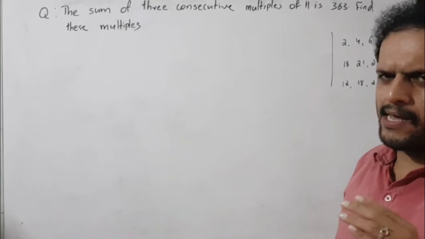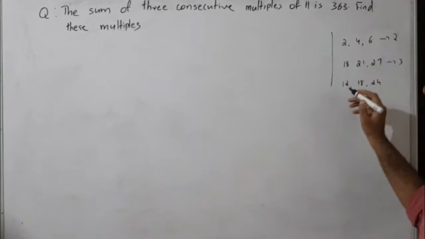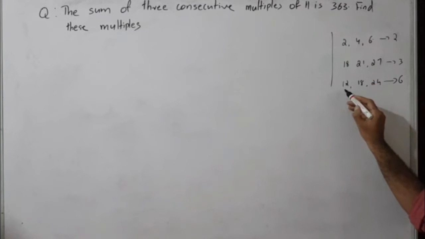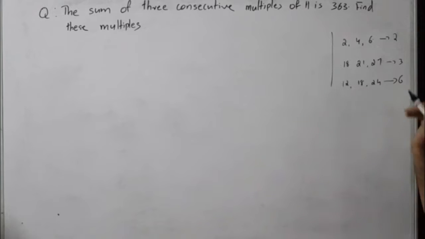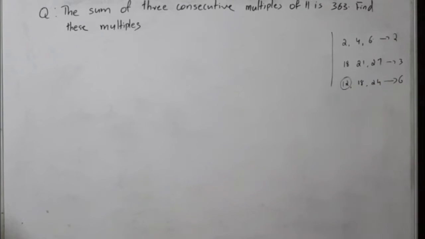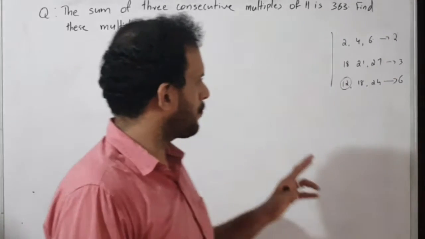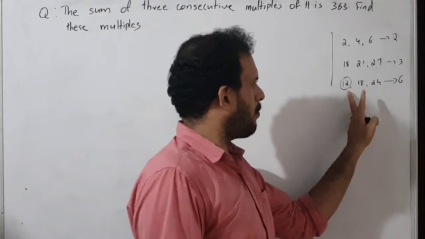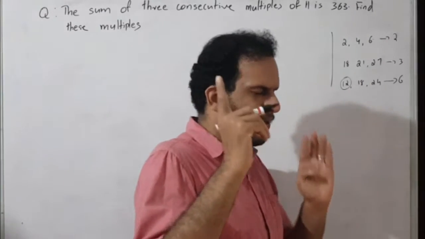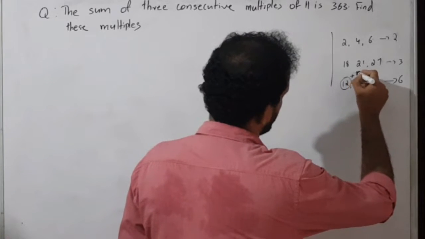Then what is an idea to write the consecutive multiples of any number? First to check, these are the consecutive multiples of 6: 12, 18 and 24. Suppose we know the first multiple, how to write the second one? If we know the 12, how to write the second one? Any idea? The second one is 12 plus 6.